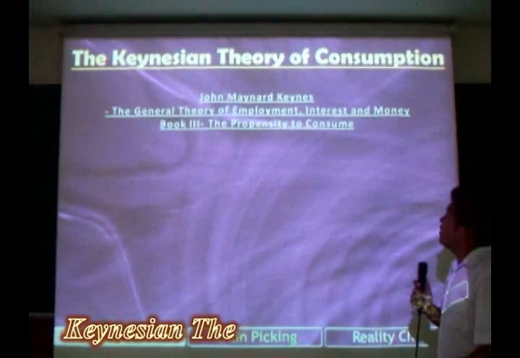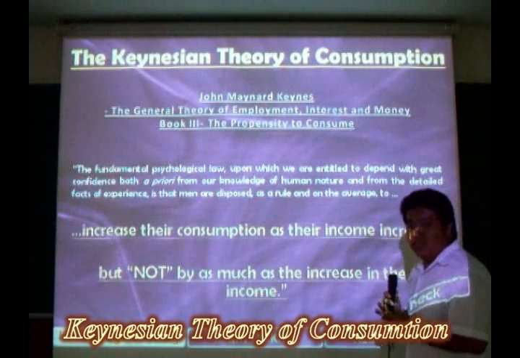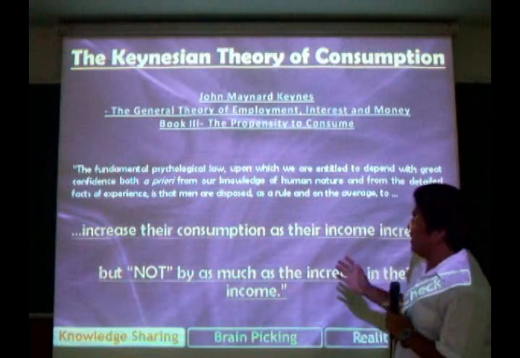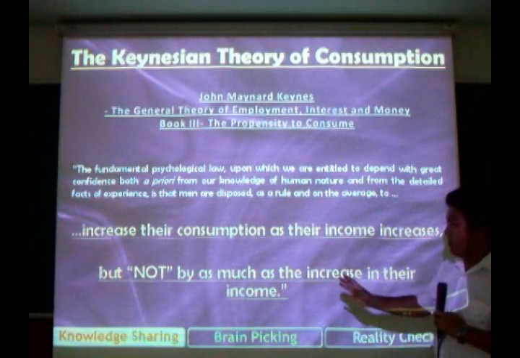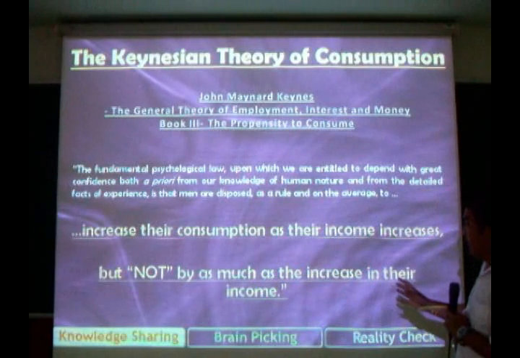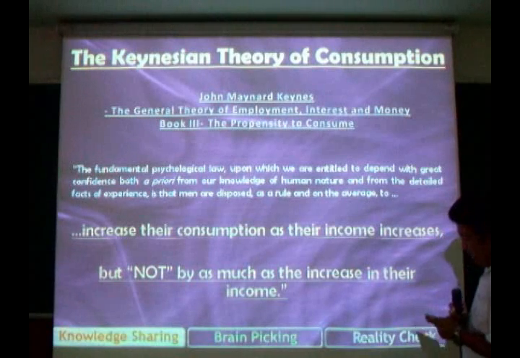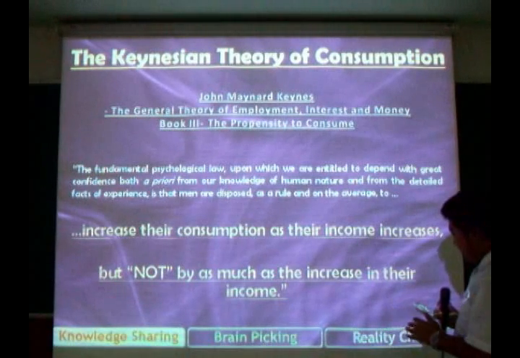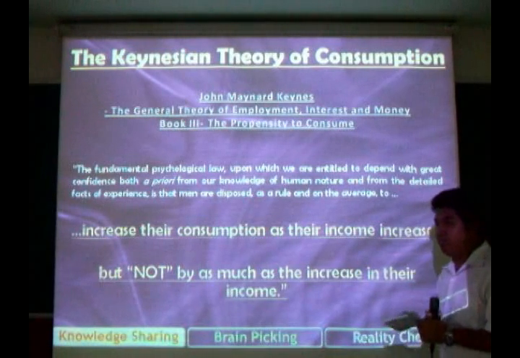For the Keynesian theory of consumption, this theory comes from John Maynard Keynes. The heart of this theory is that people increase their consumption as their income increases, but not by as much as their increase in income. What does it mean? It means when the income increases, consumption will not increase as much as income.